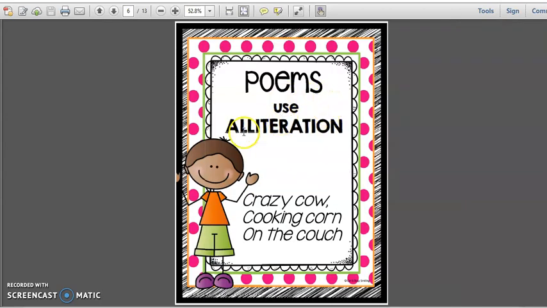Poems use something called alliteration. Alliteration is the opposite of rhyming. Alliteration is using words that have the same beginning sound, like crazy cow cooking corn on the couch. K, k, k, k. Let's read the following poem and notice the alliteration.